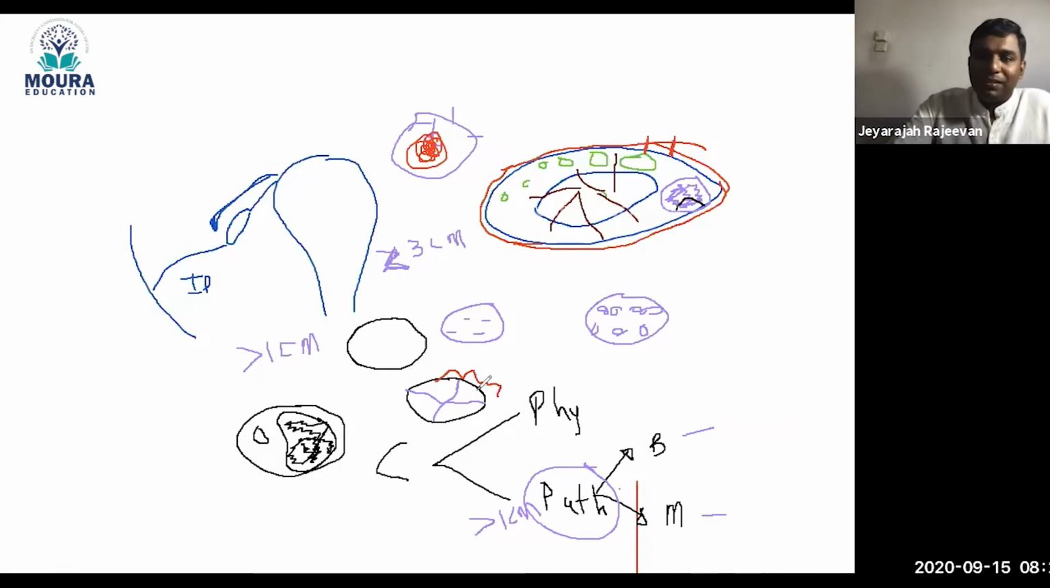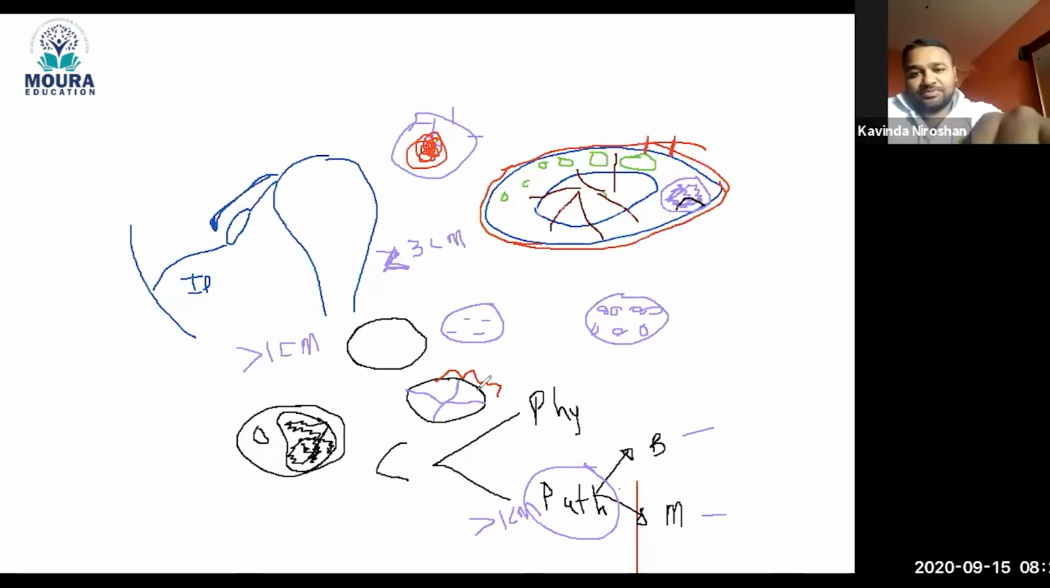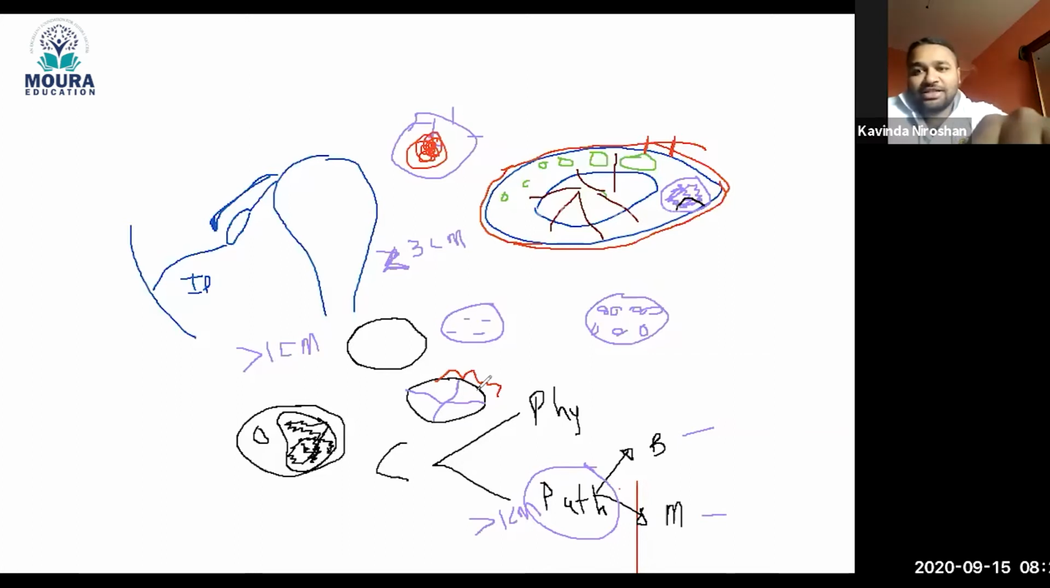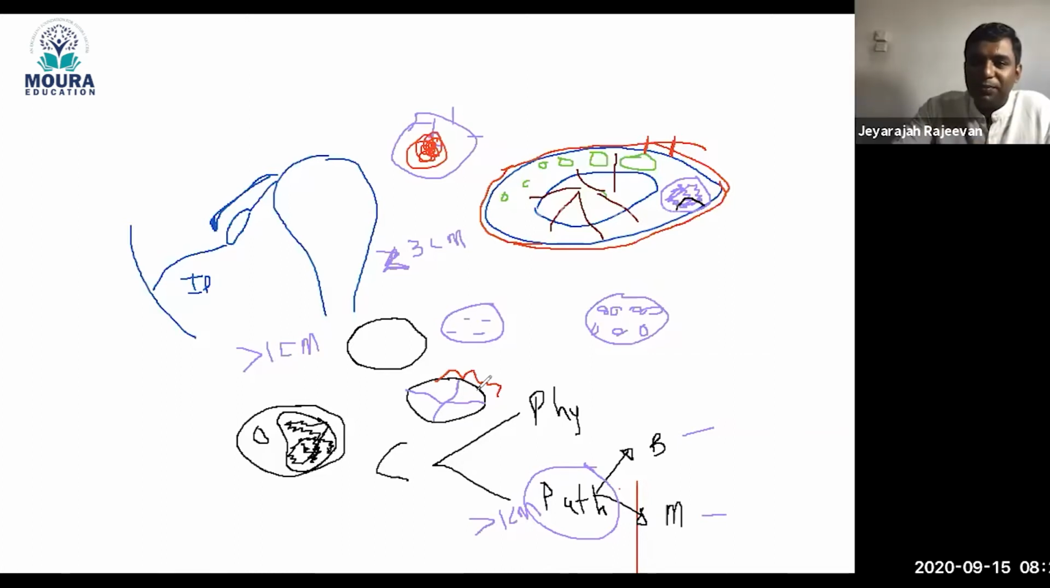Freely mobile masses are highly likely to be benign. True or false? True, right? If it is a freely mobile mass, that means it is not adhered to the adjacent tissue, so it is highly likely to be benign. If the mass is fixed or adhered to the adjacent tissue, then it could be a malignancy.